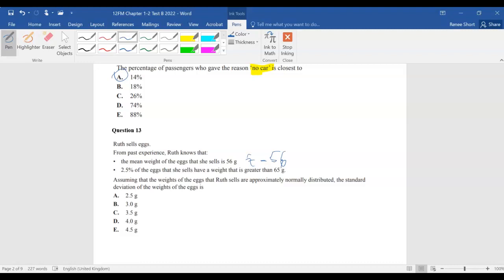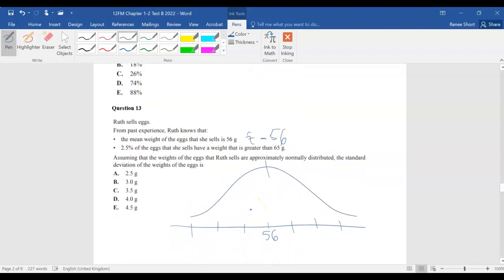So if we first of all get started, we need to draw this normal distribution. So we can draw the curve, and I know that the mean here is 56, and I've got some standard deviations above and some standard deviations below. Now, the rest of the question asks us to find the standard deviation of the weights of these eggs, and we don't know what they are. But what we do know is 2.5% of the eggs have a weight greater than 65 grams.